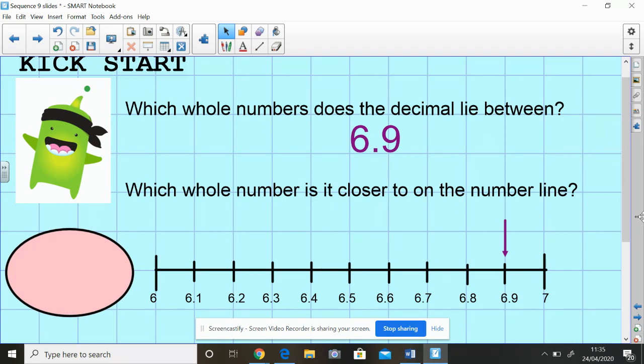So on Teams, there is a sheet which is based on number lines and rounding, and I want you to do the sheet and then spot check it. If you have any questions, write me a message on Teams and I'll get back to you. If you would like to do mastery, you can do mastery, and there's another PowerPoint there for you to watch just to reinforce your knowledge. And then that is maths finished for the day.